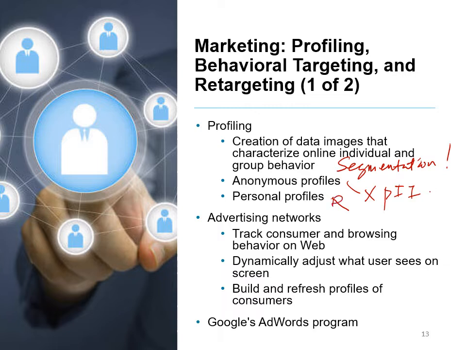Or a personal profile as well. Okay, they want to target you more through personal contact. Sometimes you receive recommendations, welcome letters, promotion letters. They target you personally, what we call personal contact. Advertising networks track consumer browsing behavior on the web, dynamically adjust what users see on screens, and also build and refresh profiles.